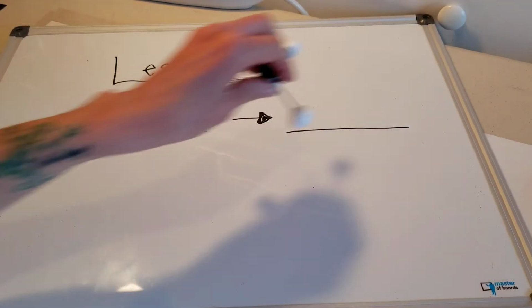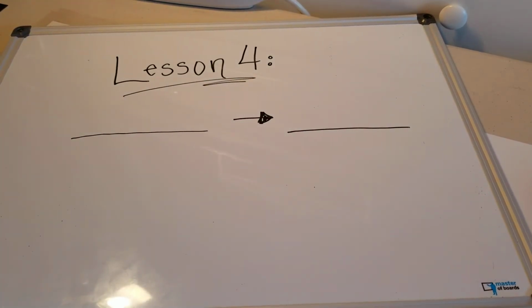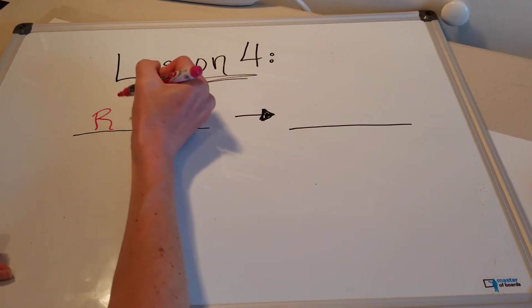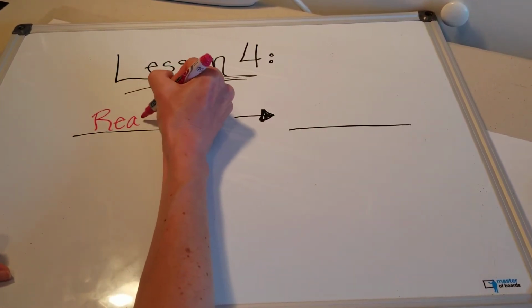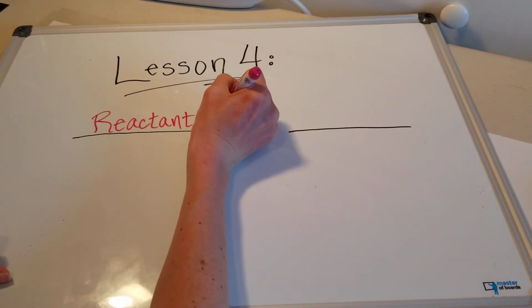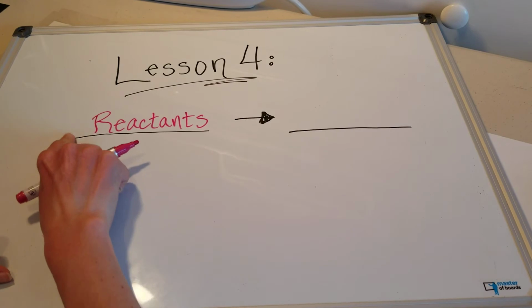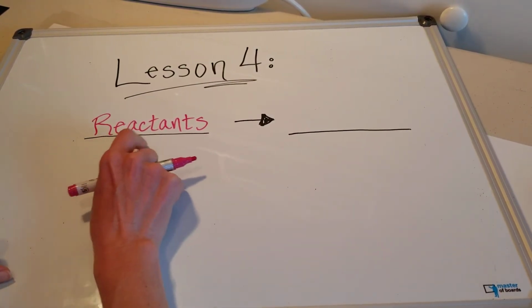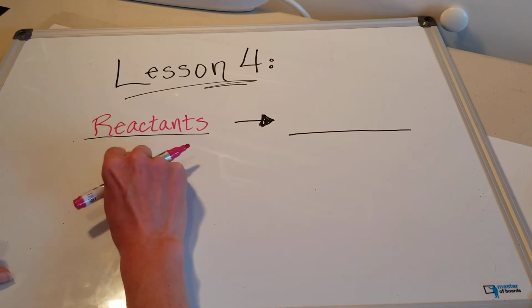The names we give to those help us to keep organized, help us to know what we're talking about when we're looking at these different kinds of reactions. So these guys over here are the reactants in our formula. So whatever we put on this side together is what we're starting with.